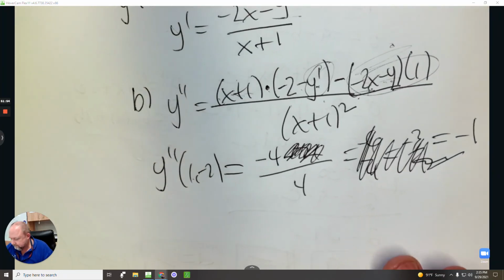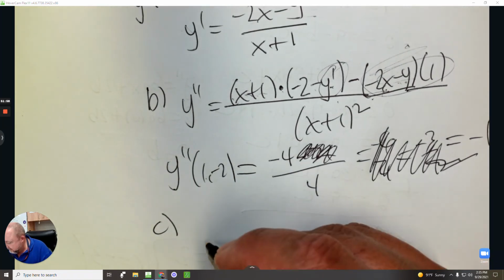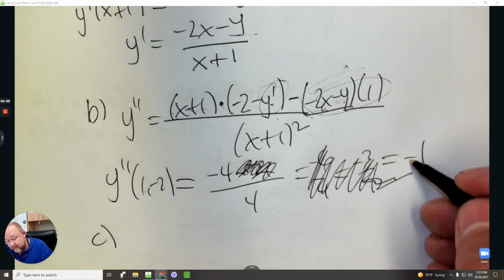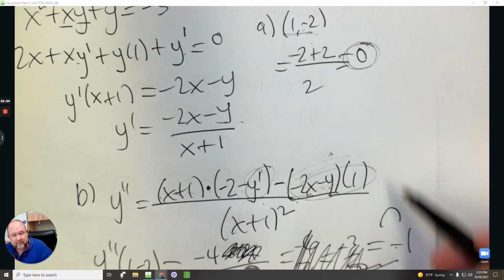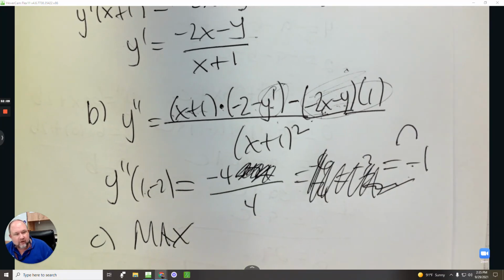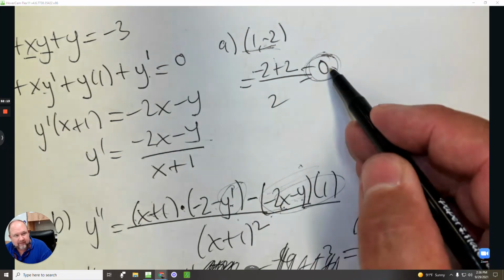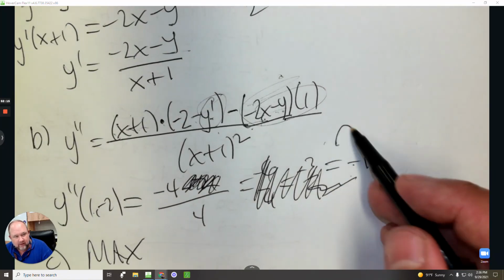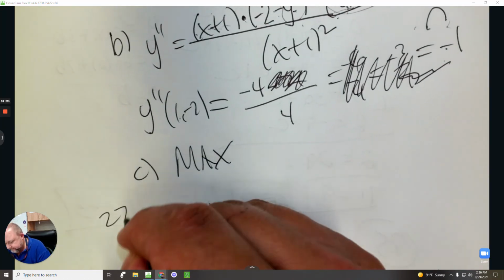C. Does the curve have a relative max, min, or neither at 1, -2? So it's concave down at -1 and it's a critical number. So that means it's a max because it's concave down and the derivative is 0. So at that point is critical. It's concave down, so therefore it is a maximum. All right, number 27.